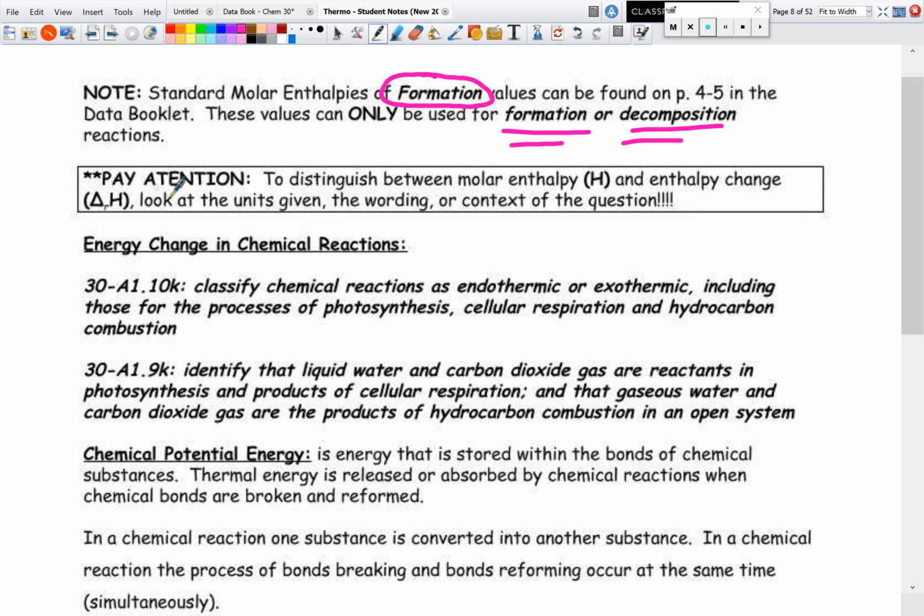Now it says right here as well, pay attention, distinguish the difference between molar enthalpy and change in enthalpy. So look for the units given, because units will always tell you. If you see units of kilojoules per mole, this is always going to be for molar enthalpy. If you see units of kilojoules, this is always for the change in enthalpy. This will always hold true. So sometimes a question might forget to put in the word molar, but if you see the units of kilojoules per mole, it's referring to molar enthalpy. All right?